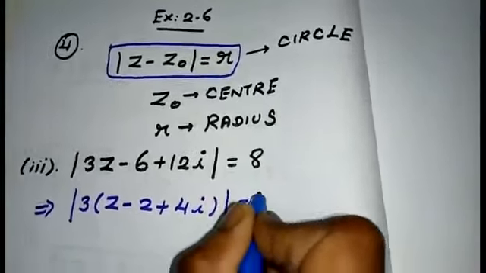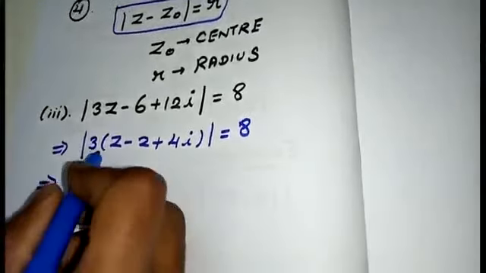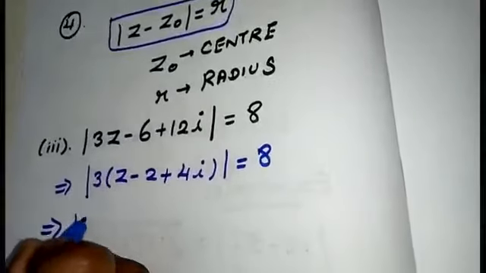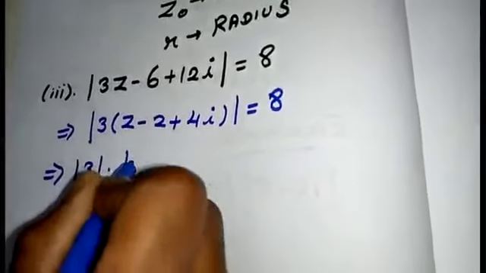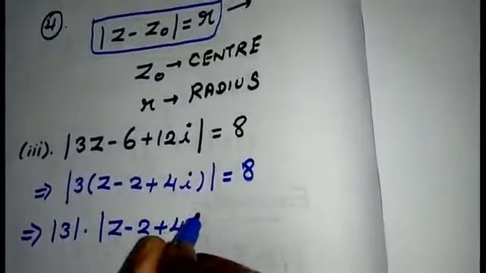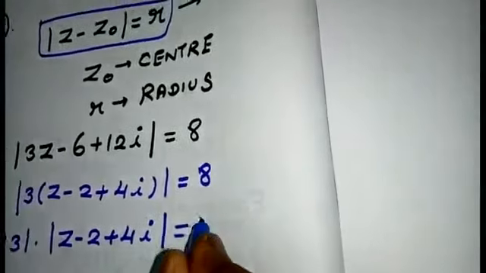equal to 8. Next, what I am going to do here is, I am going to take this 3 outside the modulus, that is I am going to split the modulus into 2, that is modulus of 3 into modulus of z minus 2 plus 4i equal to 8.